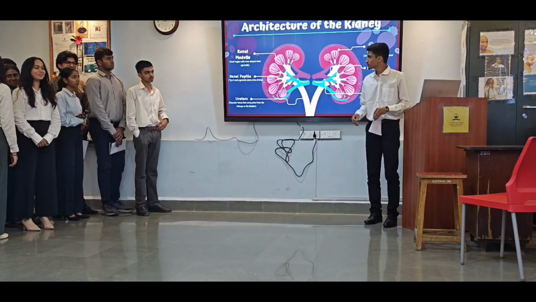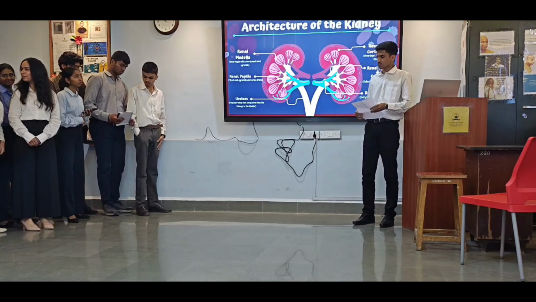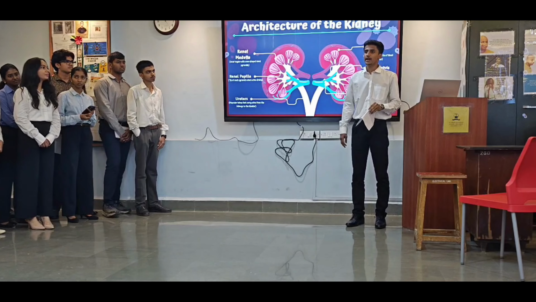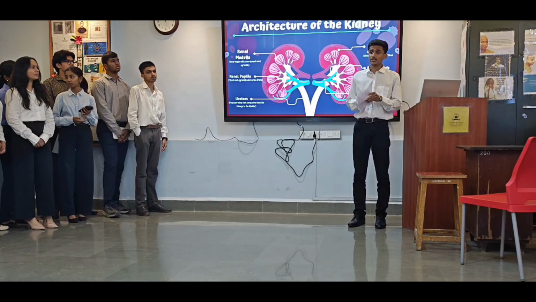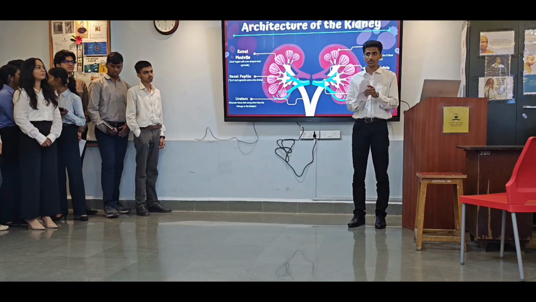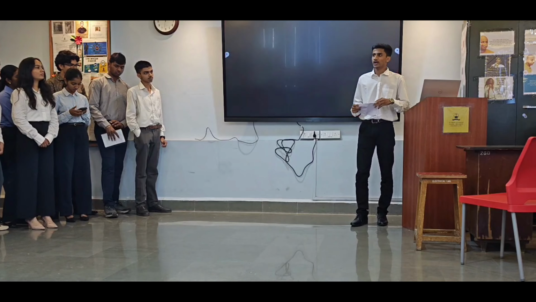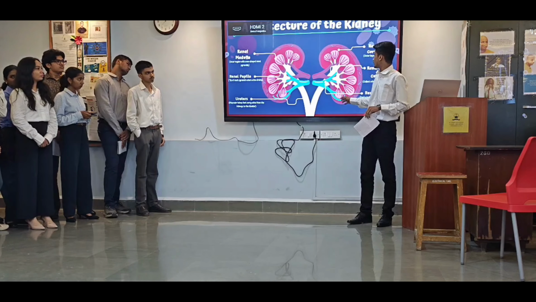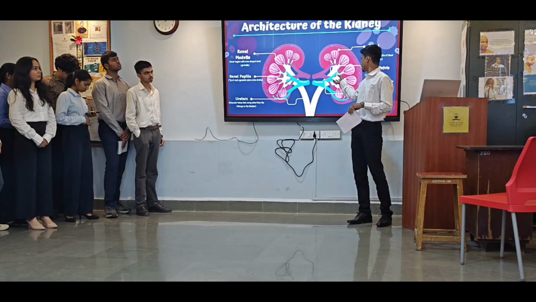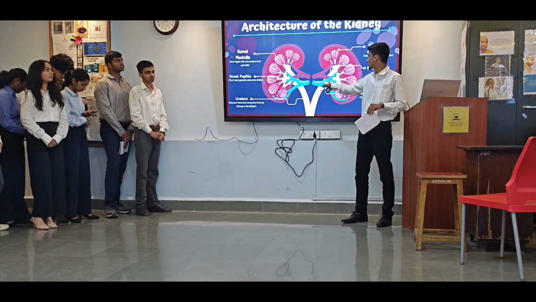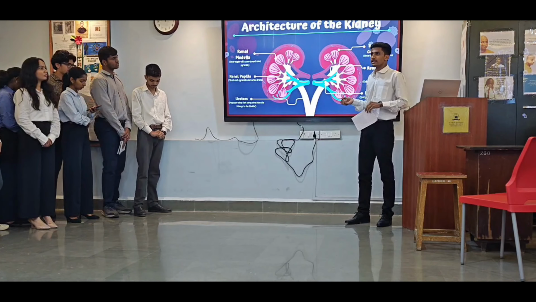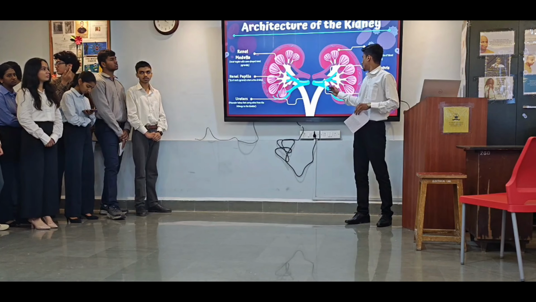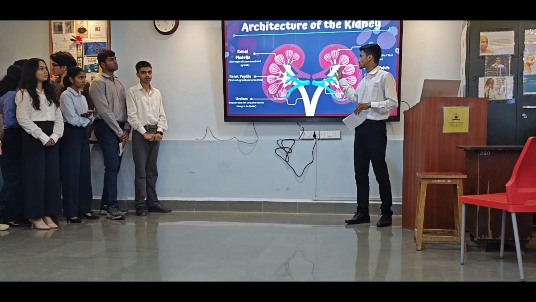Okay, so I will explain the architecture of the kidney. First, the size and shape. The kidney is bean-shaped, approximately 10 to 12 centimeters long, 5 to 7 centimeters wide, and 3 centimeters thick. There is a middle indentation called the hilum. Here the blood vessels, for example the renal artery and renal vein, along with lymphatics, the ureter, and nerves, enter and exit the kidney.